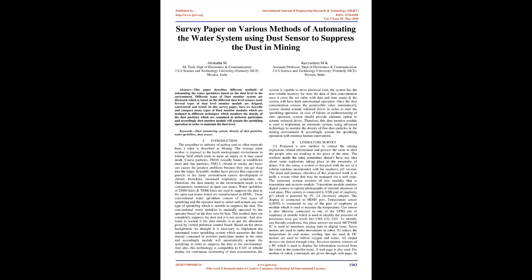The system is capable of driving electrical load. The system has non-volatile memory to store the data of dust concentration once it crosses the set value, with date and time stamp, and the system will have both auto and manual operation. Once the dust concentration crosses the permissible value, the system should automatically actuate the solenoid driver in order to start the sprinkling operation. In case of failure or malfunctioning of auto operation, the system should provide an alternate option to actuate the solenoid driver.